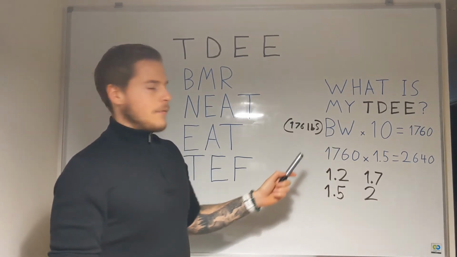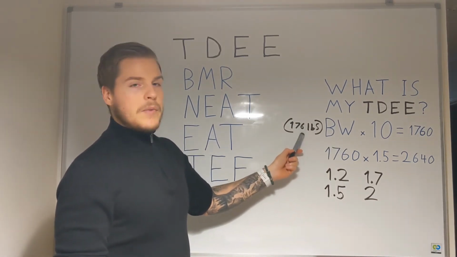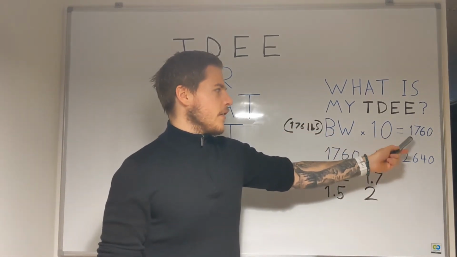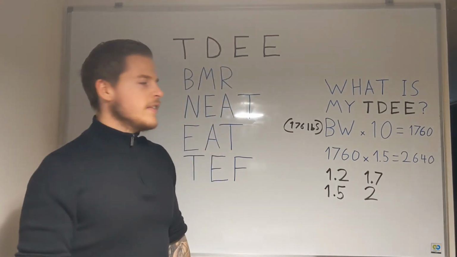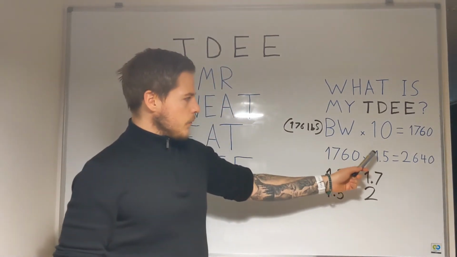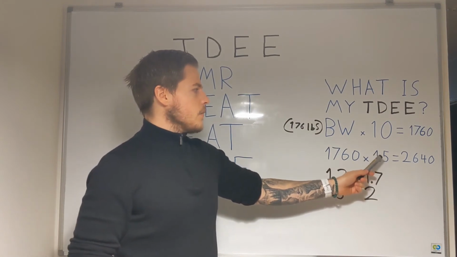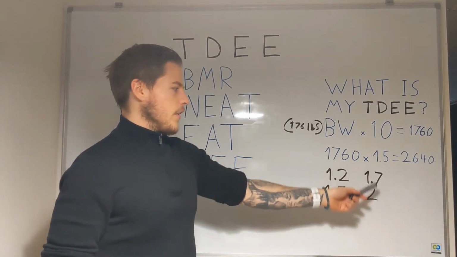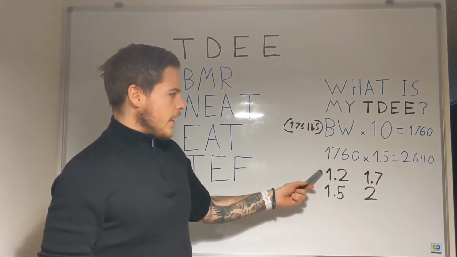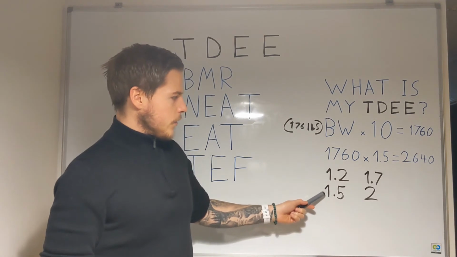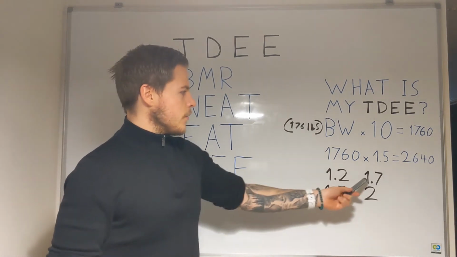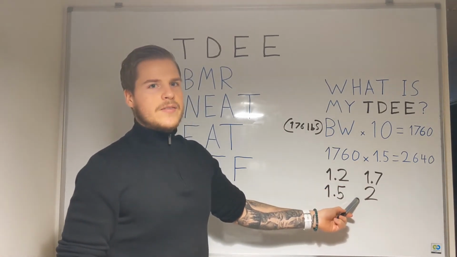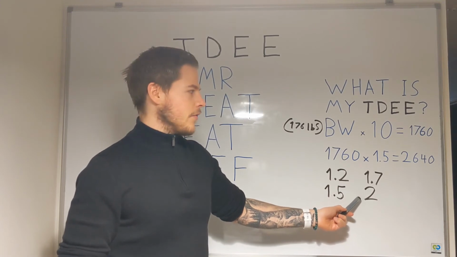So the first thing that we're going to do is take our body weight, in my case 146 pounds, times 10. So that's 1,760. And the next thing that we're going to do is use our activity number. As you can see right here, I've written out 4 different numbers. This is if you're a sedentary person, this is if you're doing light exercise, this is if you're doing moderate exercise, and this is if you're an athlete that's training multiple times per day.